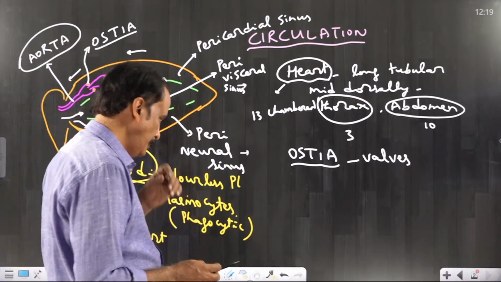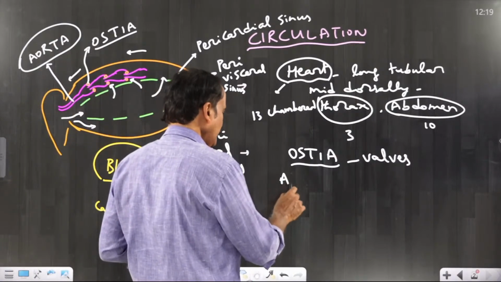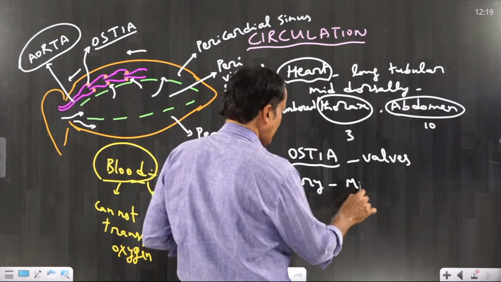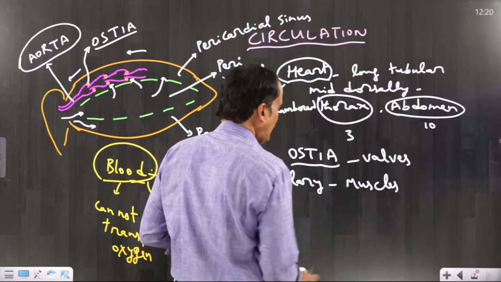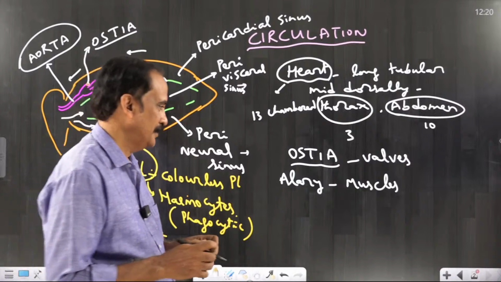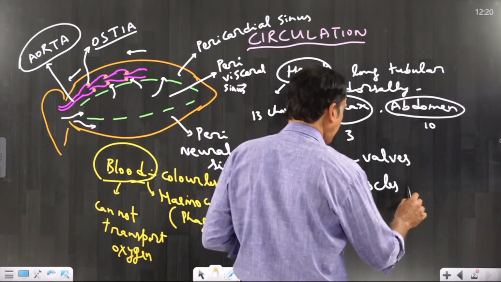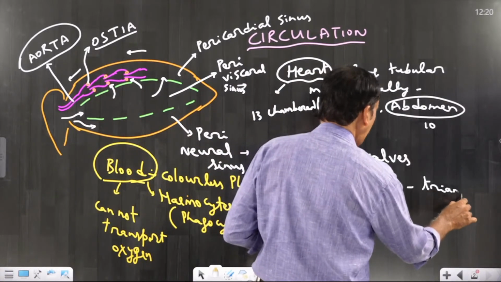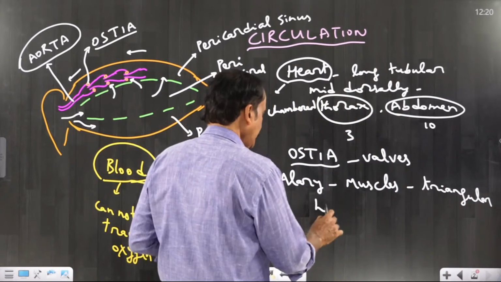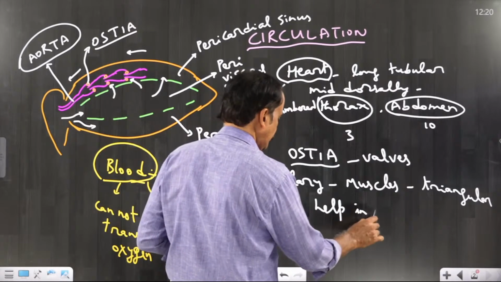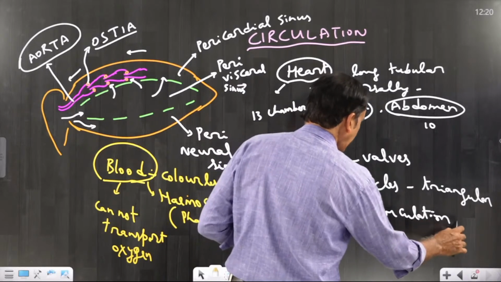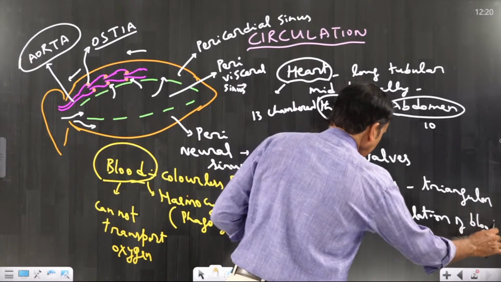And cockroach is provided with 12 pairs of alary muscles. It is not given in the description, but they are there in the labeling. There are 12 pairs of triangular alary muscles that will be helping in circulation of blood. Alary muscles will be helping in the course of blood circulation.